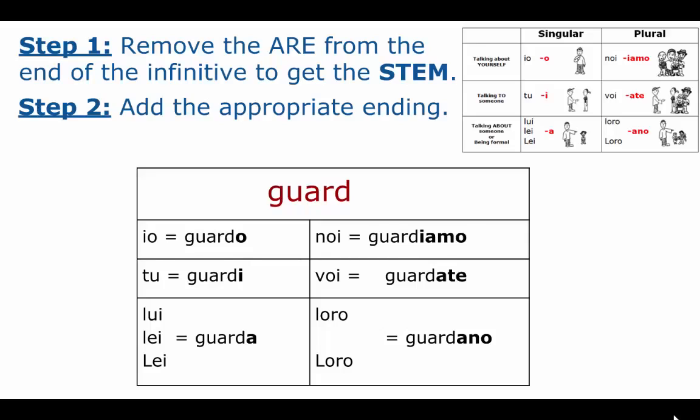guardate, guardano. It's important to understand how these conjugations work, because anytime that you're going to be speaking in sentences, you need to conjugate your verb to match who you're talking about or who you're talking to. So for example, if I'm going to say, she's watching TV, I need to say lei guarda il TV. I have to change the verb guardare to guarda to match with lei, she.